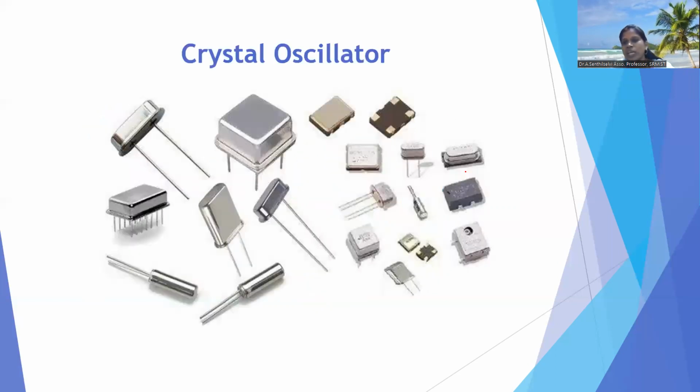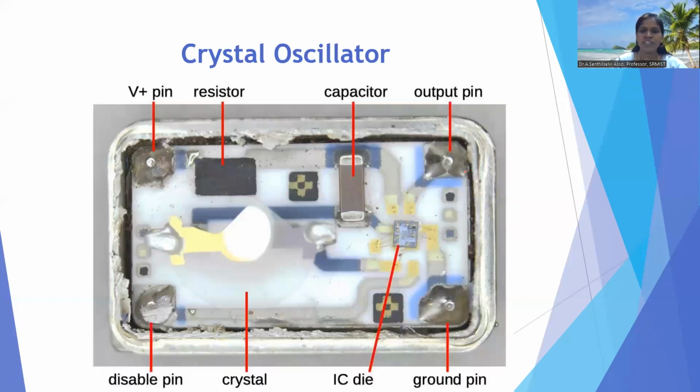Next, in our syllabus we have the crystal oscillator. Under oscillator we have crystal oscillator. This is a real image of how the crystal oscillator looks as hardware. These are sample crystal oscillators for your reference. If you open the top, these are the components available inside the crystal oscillator: positive pin, resistor, capacitor, output pin, then disable pin. This is a crystal, then the IC die and ground pin. Just for your reference, I showed this.